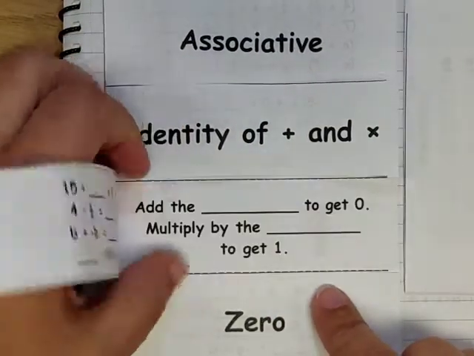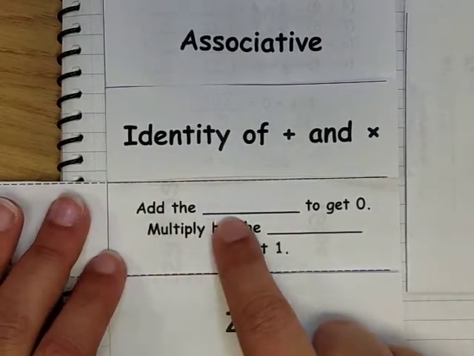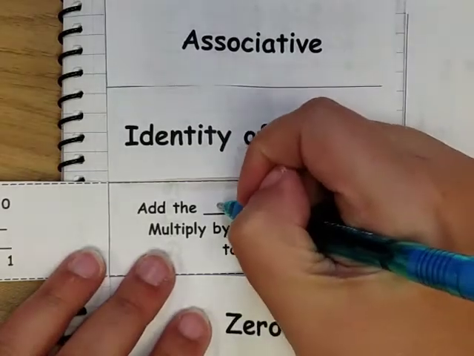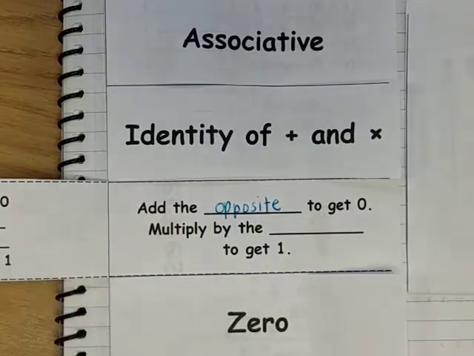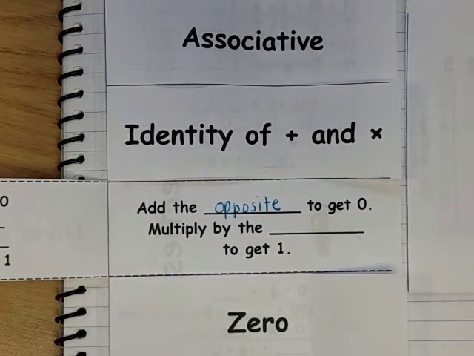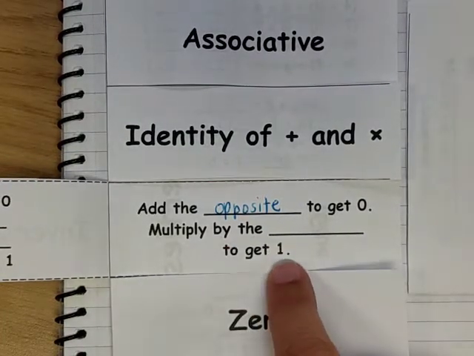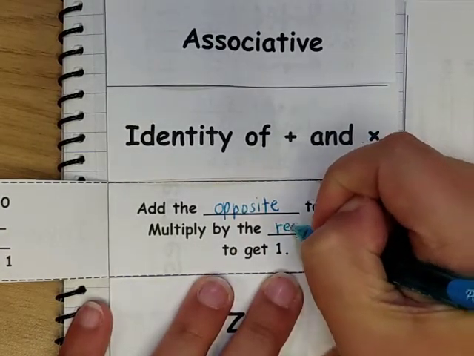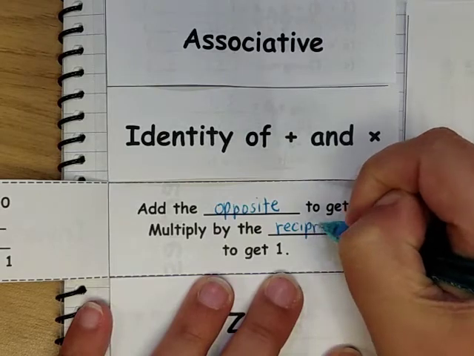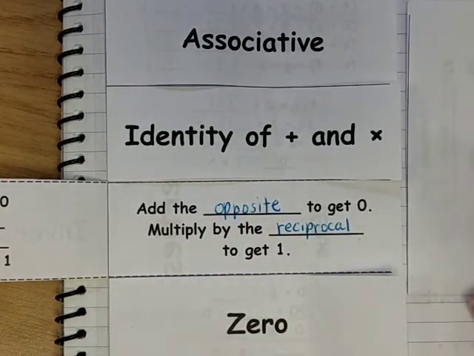Inverse of addition and multiplication is when you are going to add the opposite to get 0. So we learned about opposites when we were in Unit 5 with integers. So 2 plus negative 2 is 0. 3 plus negative 3 is 0. And then what can you multiply to get 1? You can multiply any number by its reciprocal to get 1. And you guys have learned about reciprocals. It's where you take the numerator and the denominator and you just flip them around.